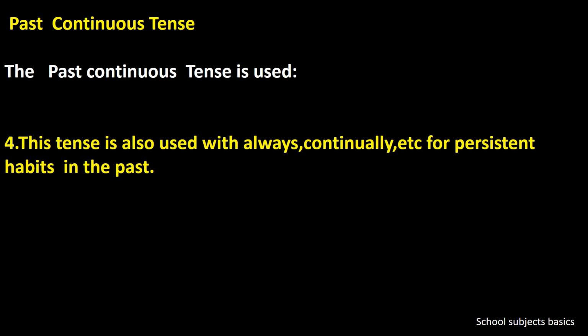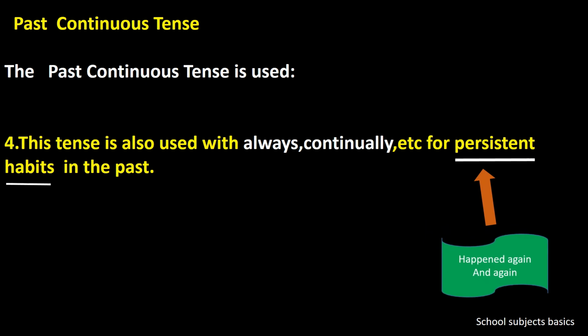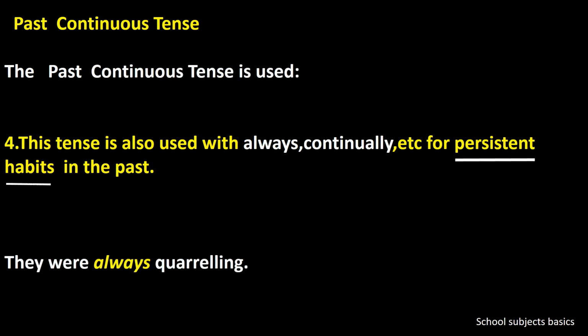And the last, this tense is also used with always, continually, and for persistent habit in the past. So the two main things are that it is used with the words always and continually, and also it is used to denote persistent habit. What is persistent habit? A habit or an action that has happened again and again is known as persistent habit. So now we can see an example.